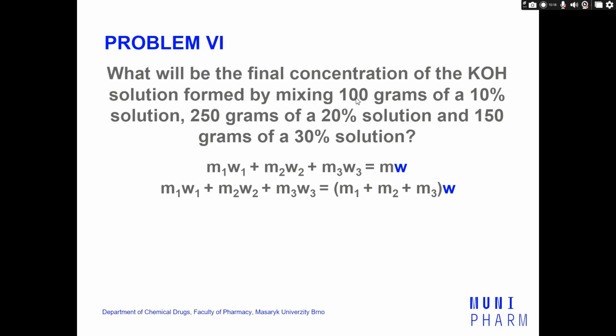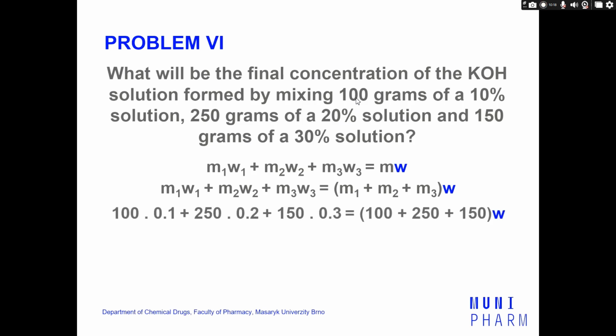And now we add the numbers. The mass of the first solution is 100 grams, and the mass fraction of potassium hydroxide is 0.1. The mass of the second solution is 250 grams, and the mass fraction of the hydroxide is 0.2. The mass of the third solution is 150 grams, and the mass fraction of hydroxide is 0.3. The mass of the final solution is the sum of the masses of individual solutions. It means 500 grams.